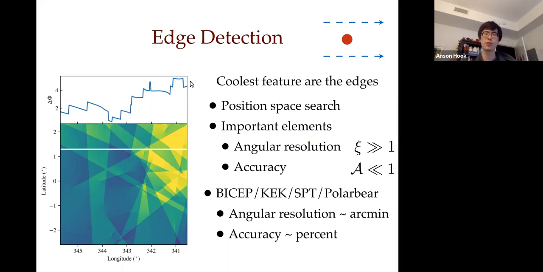And so if you have good enough angular resolution and good enough accuracy, then you'd be able to just resolve these jumps, even in small-scale, small field of view experiments, let's say like BICEP, SPT, Polar Bear, Keck, or any of them. So it's interesting because it's also not being done. And so I can't really give you a bound coming from these searches, because it's a search that's not being done. And so maybe it's actually sitting in there, the data, who knows?